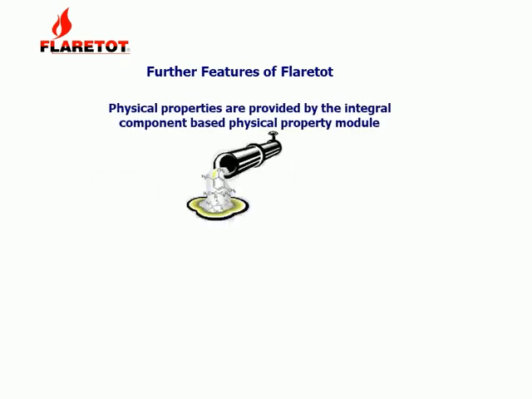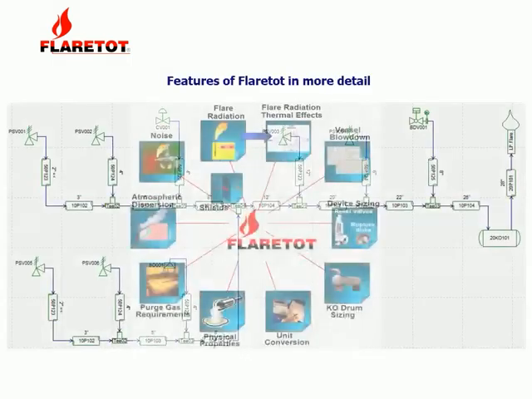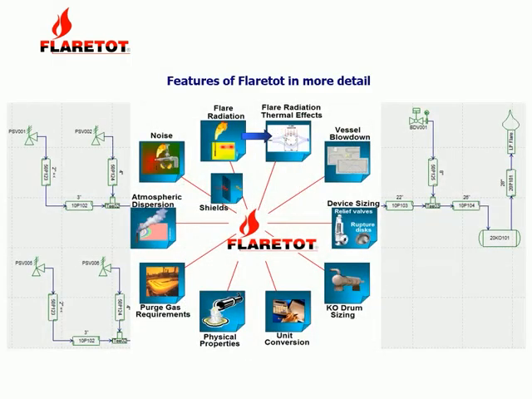The physical properties that are required by the network calculation and modules are provided by the integral component-based physical property module. In addition, various databases are provided throughout the calculations to assist with data requirements, for example pipe, control valves and wall properties. We will now show you all these features in more detail.